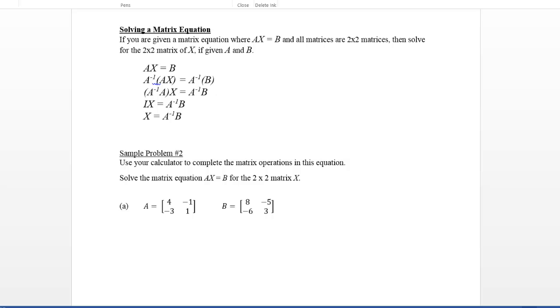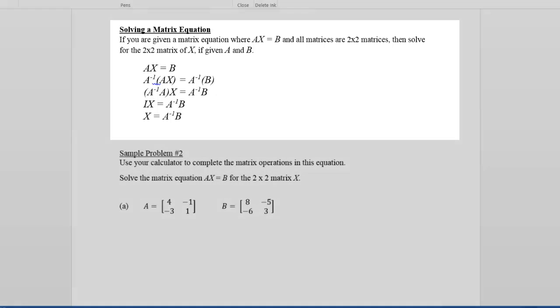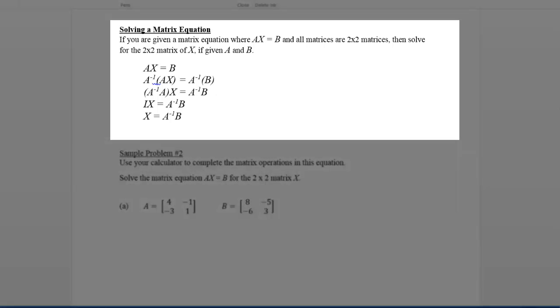Now that we've taken a look at the identity matrix and an inverse matrix, we can now use these concepts to actually solve a matrix equation. So if we look here at this generic formula, AX equals B, we have a matrix equation where all of the matrices are 2 by 2 matrices, and X is the missing matrix. So we're going to say X is our variable matrix. So we know that we're going to be looking for the matrix X.